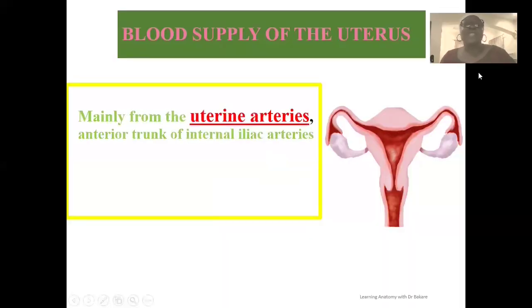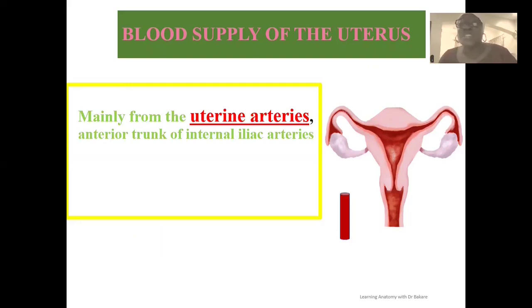The blood supply of the uterus is mainly by the uterine arteries. This uterine artery is a branch from the anterior trunk of the internal iliac artery. We have two uterine arteries. We have one on the right and we have the other one on the left. If you try to use this image by the side, this is where we have the internal iliac artery. We know that the internal iliac artery is one of the terminal branches of the common iliac artery.